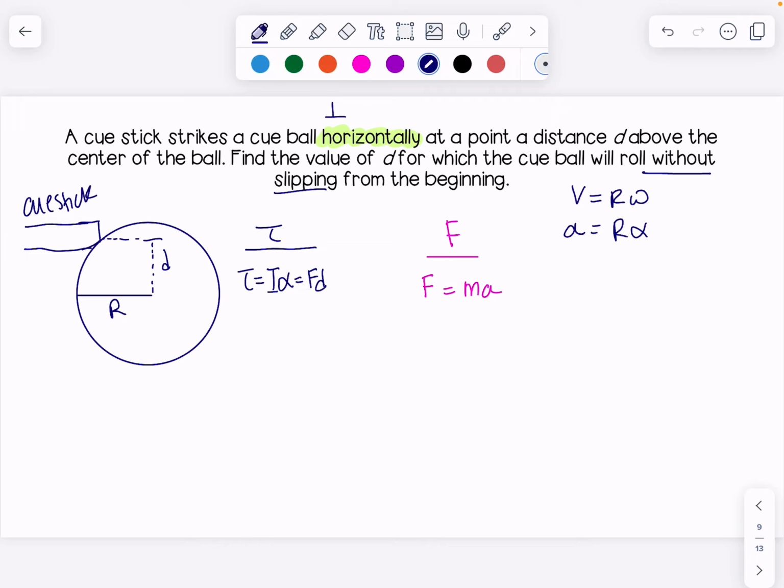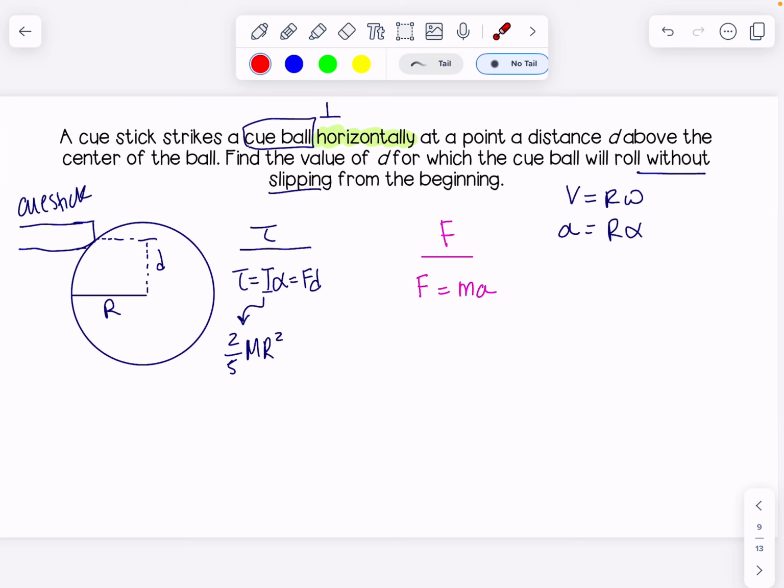Now I'm going to assume that my cue ball is a uniform solid sphere, and its moment of inertia is 2/5 m r squared. Because we're looking at this non-slippage relationship, instead of writing alpha, I'm going to use this over here, and alpha is equal to a over r. F, we see from over here, is equal to ma, and then d is d. And here we are trying to solve for d in terms of r, so we're hoping that we can get rid of some of this other stuff.